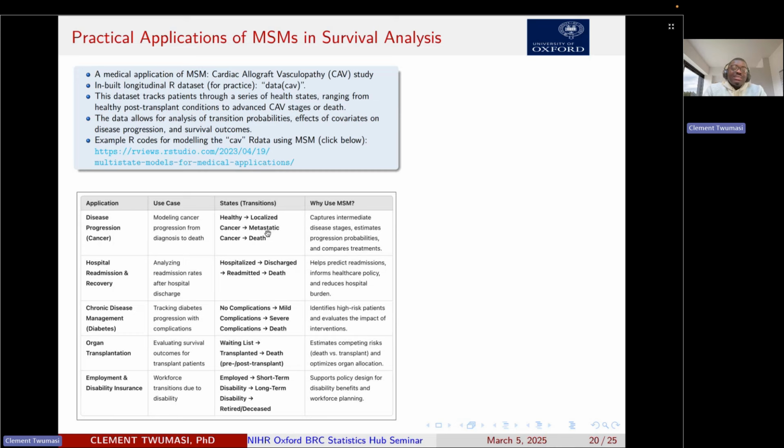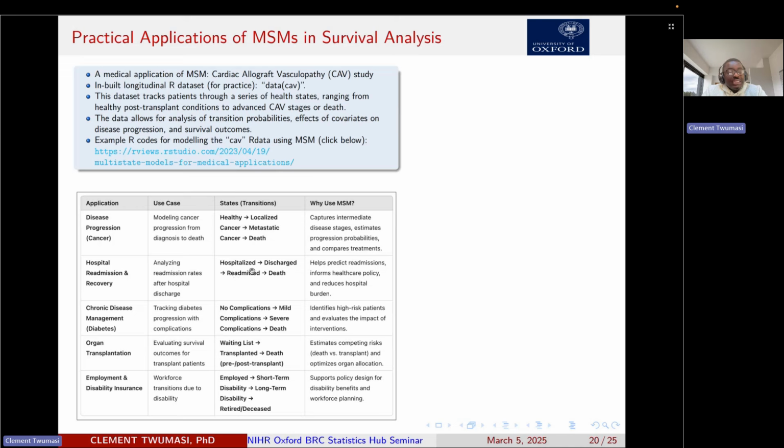Even, for instance, what is the mean sojourn time, or what is the average time that an individual can remain healthy, can remain in a particular state? And you can even look at that over time. So it gives you more flexibility and more knowledge about the data that you want to investigate. And there are situations where you are looking at hospital readmission and recovery.